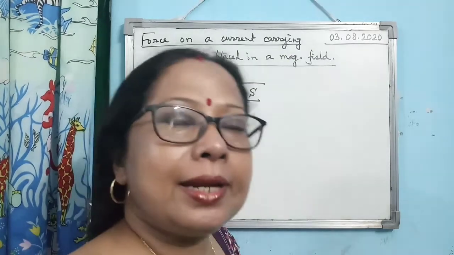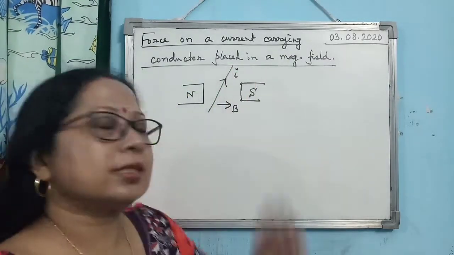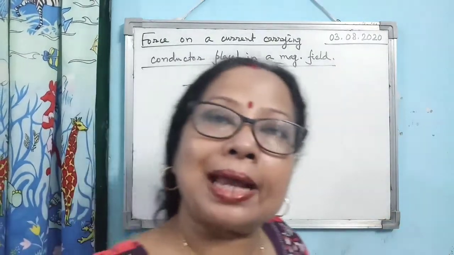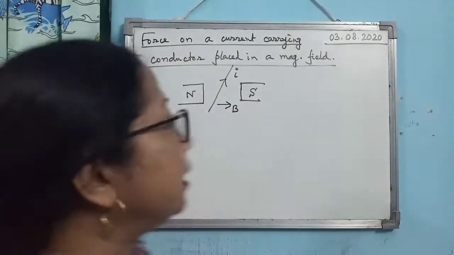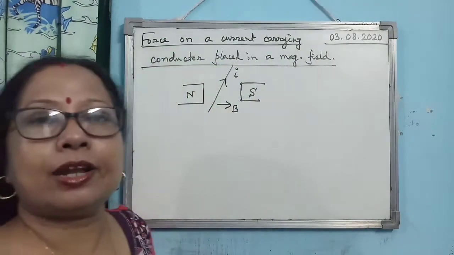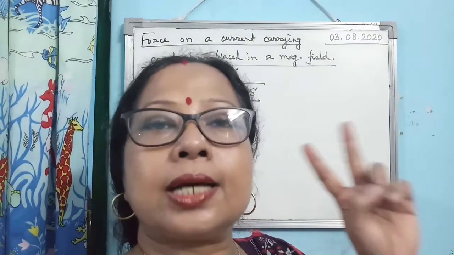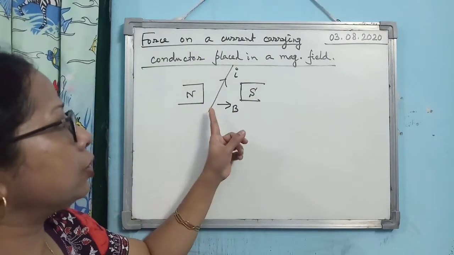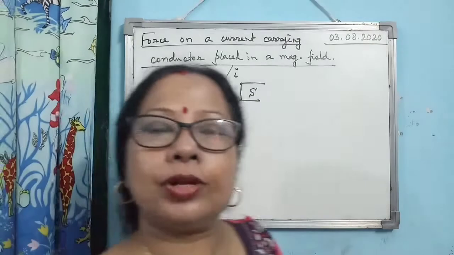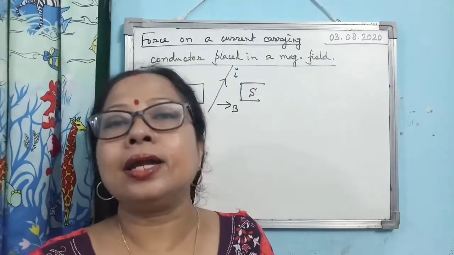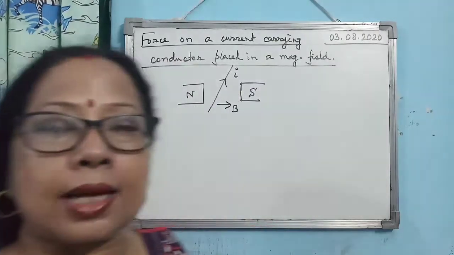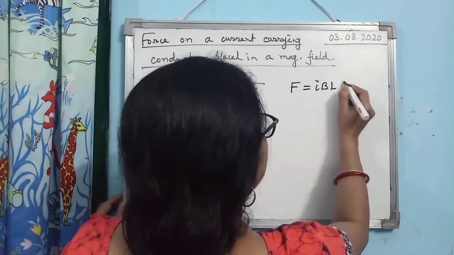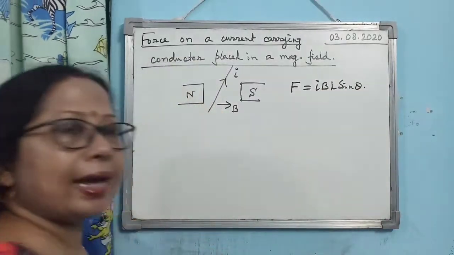Because we can explain it in two different ways. First, when you are considering the current carrying conductor, due to the flow of current inside the conductor, a magnetic field will be created and it is already kept within another magnetic field. So here how many magnetic fields are there? There will be two magnetic fields. One magnetic field due to the current passing through the conductor, another is the outside magnetic field. These two magnetic fields will interact and the conductor will experience a force, and you know the force experienced by the conductor is given by I B L sine theta.